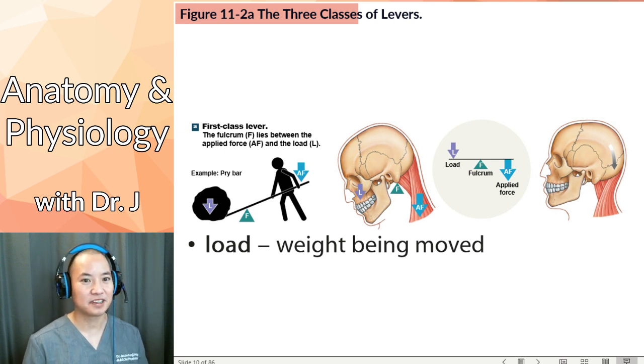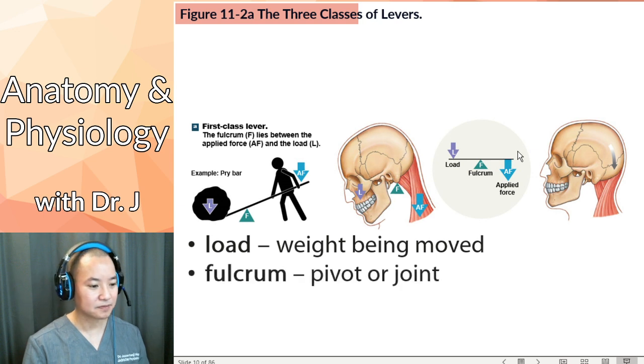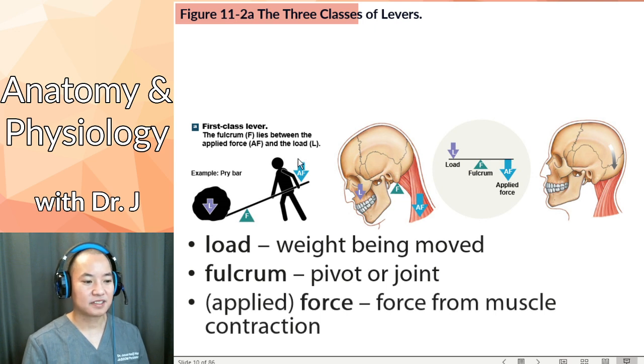So again, your body has weight, it has mass, and your skeletal muscles move that mass. So where is the weight distribution in a muscle's action? Where's the weight that needs to be moved? That's what they're referring to with load. And the fulcrum is some sort of pivot or joint. So again, here we have the atlanto-occipital joint. And this is the pivot. This is the fulcrum right here. So this is the joint right there. And applied force, when it's in these figures, refers to the force generated when a muscle contracts. And what we have here is a first class lever.